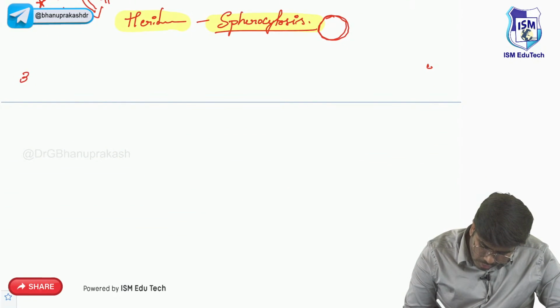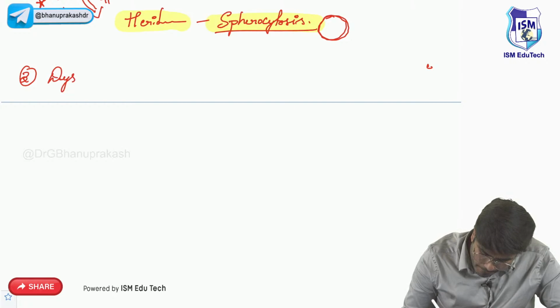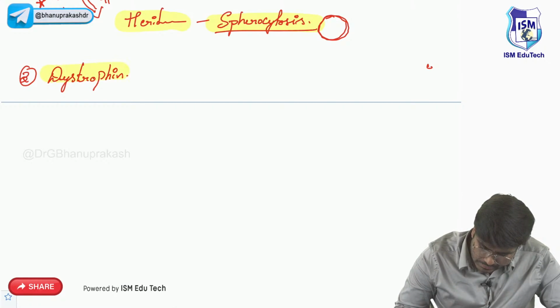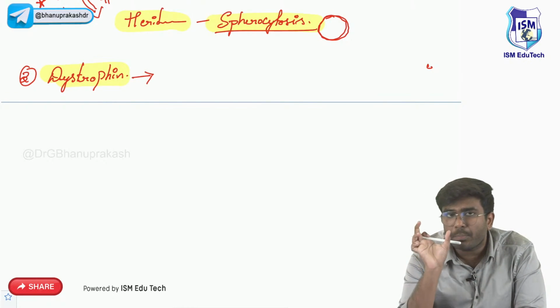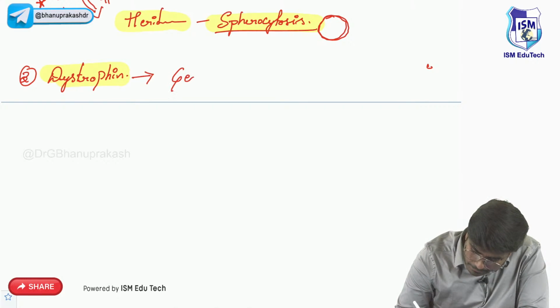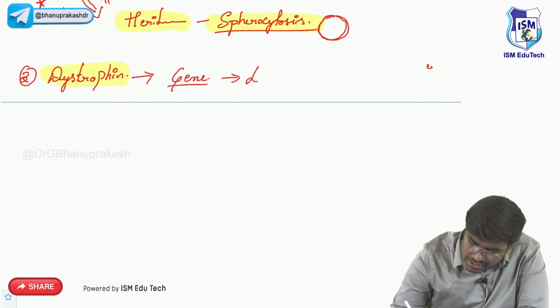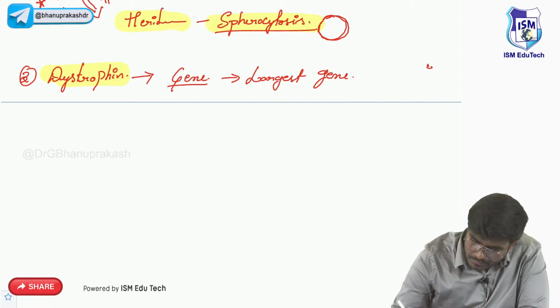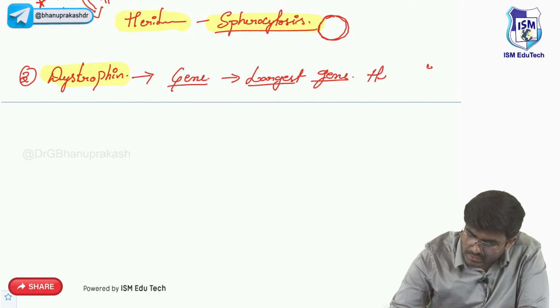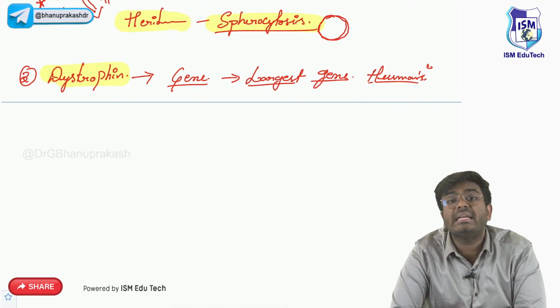Now let's talk about the third peripheral protein, which is dystrophin. So what should you know regarding dystrophin, sir? Very important point is the dystrophin gene. Dystrophin is a protein. The dystrophin gene is the largest gene. Okay, the largest gene ever found in humans is the dystrophin gene.